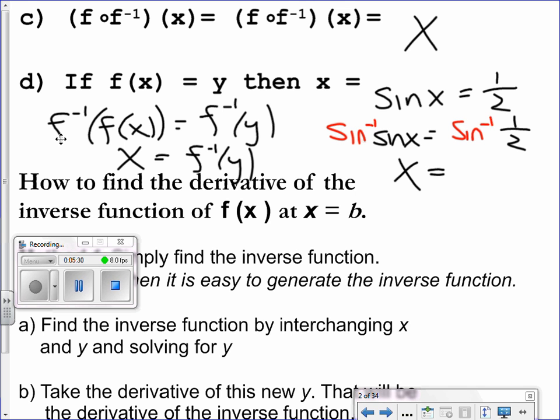And just for fun, what is the angle whose sine is a half? Do you remember that? 30 degrees. What is that in radians? Well, 180 is pi. So is a fourth of 180 30, or is a sixth of 180 30? A sixth, right? So it would be pi over 6.